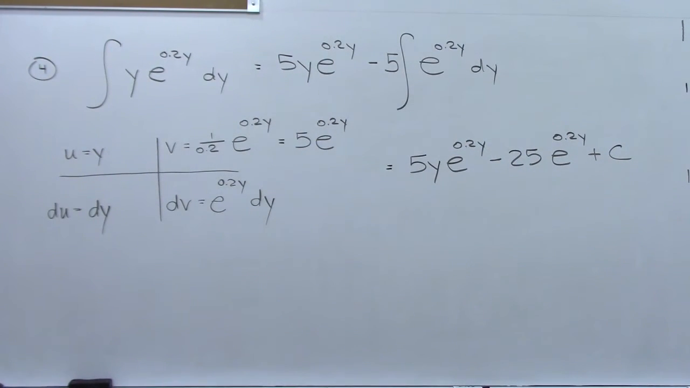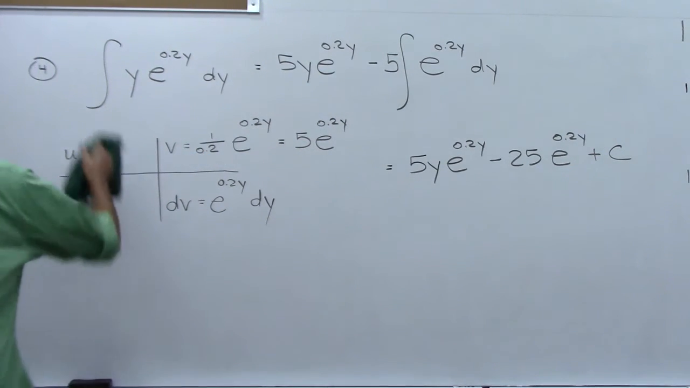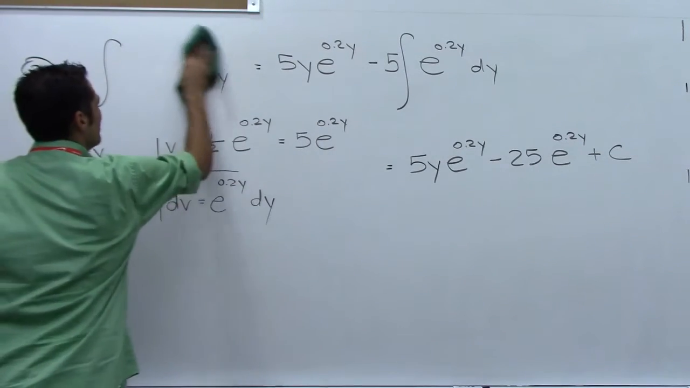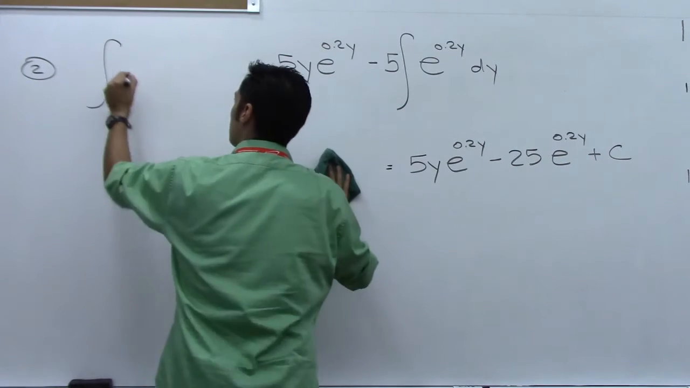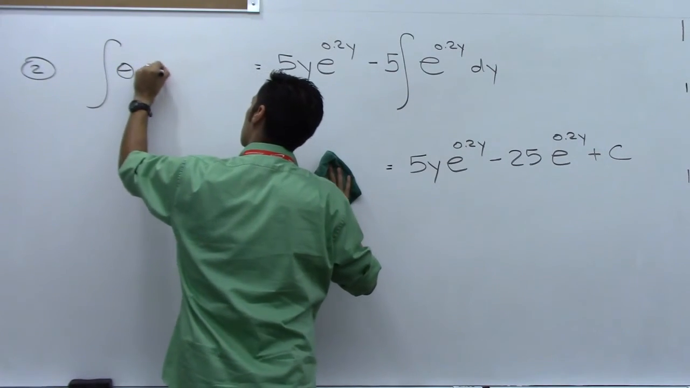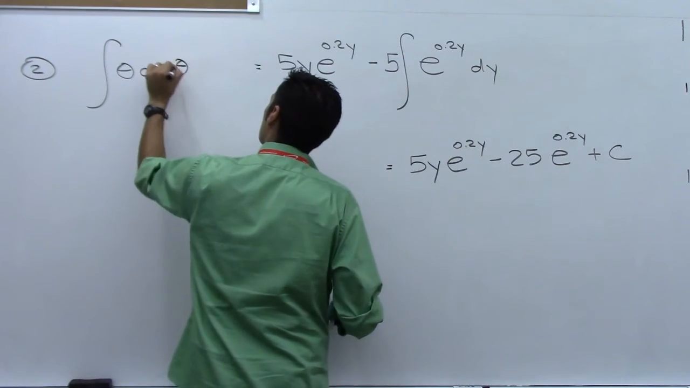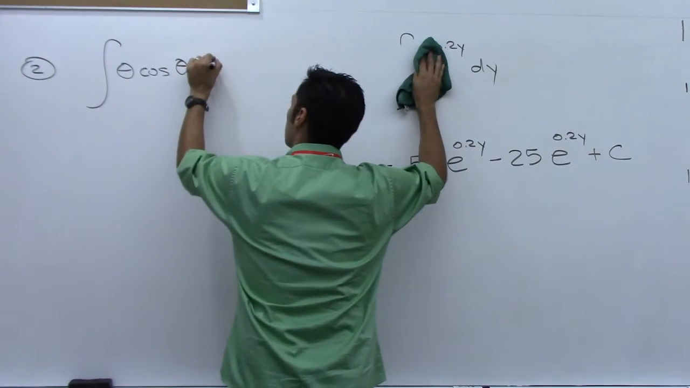See if I can get back on track. So I'm going to do number 2 now because I accidentally did number 5. So number 2 is theta cosine theta d theta.